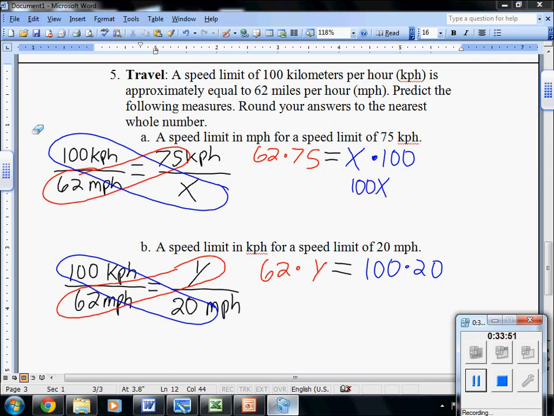X times 100, that one's easy, 100x. 62 times y, that one's easy, 62y. Sorry, I keep bouncing back and forth. I'm just showing you the process is exactly the same. Bring down that equal sign. So now it's time to actually do some work.